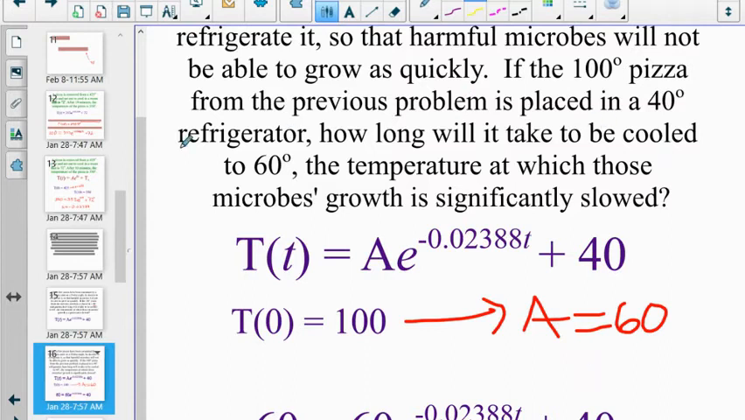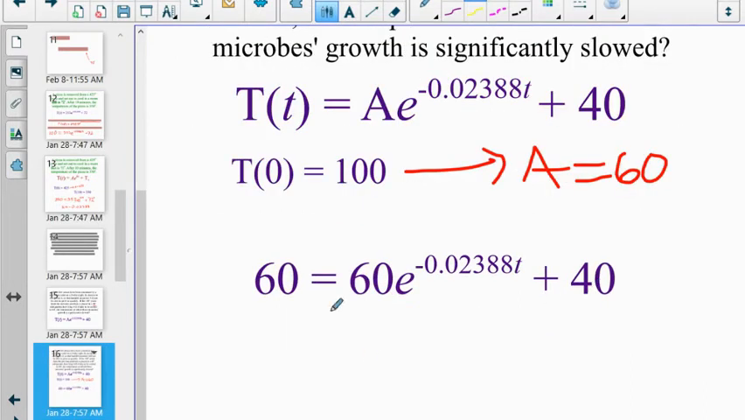So how long is it going to take before it's cooled to 60? I set it equal to 60, and then do the same algebra that we've been doing. Subtract 40, divide by 60, take the natural log, divide by negative 0.02388. When I did this, I got that it's going to take the pizza about 46 minutes. It was 45.996 minutes, so I'll just switch this to approximately. We'll say that it's roughly 46 minutes.